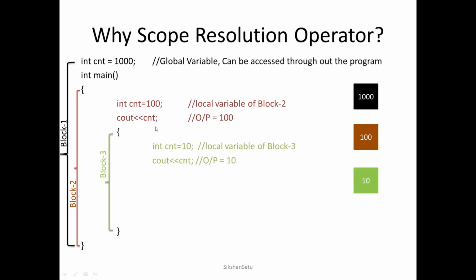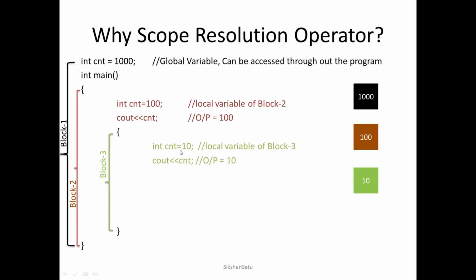Now I am creating another block. Now this is possible. By starting braces and closing braces, we can create a block. Now in that particular block I am creating another variable of the same name CNT, and I am assigning 10 to that CNT variable. So in memory the third variable named CNT with value 10 now exists.